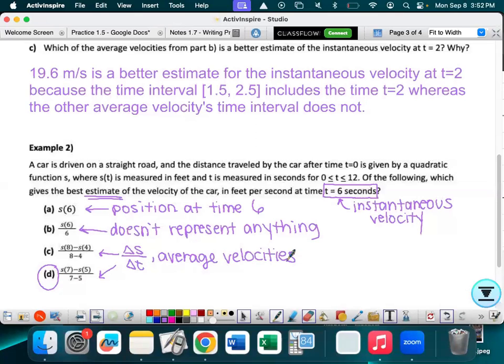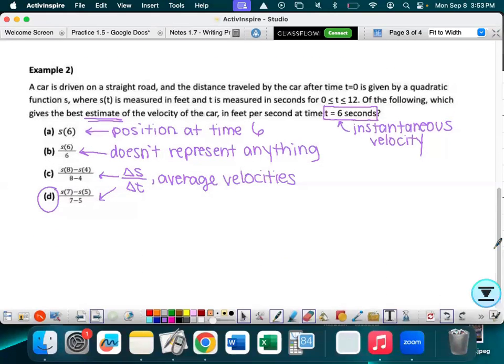However, the best estimate is going to include 6. They both do, but I want the smallest interval. 4 to 8 includes 6, but that's over a time span of 4 seconds. 5 to 7 is a shorter time span, and that shorter time span would give me the best estimate for my instantaneous velocity at 6. So we're going with this because it's a smaller interval that contains 6.